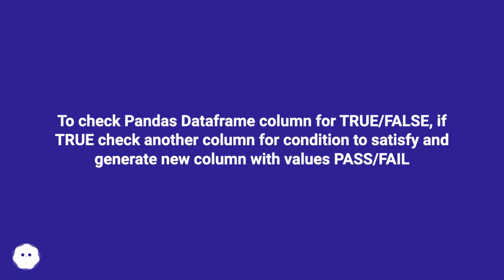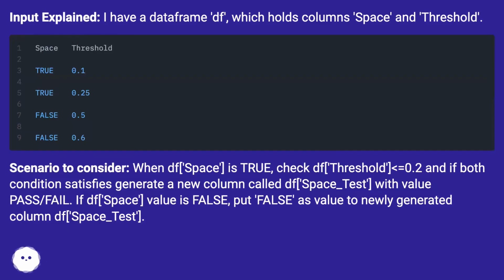To check a Pandas DataFrame column for true/false, if true, check another column for a condition to satisfy and generate a new column with values pass/fail. Input explained. I have a dataframe df, which holds columns space and threshold.